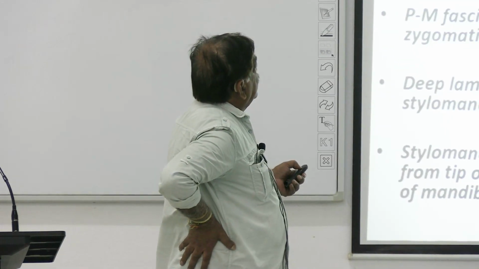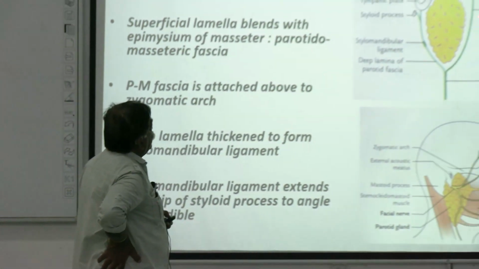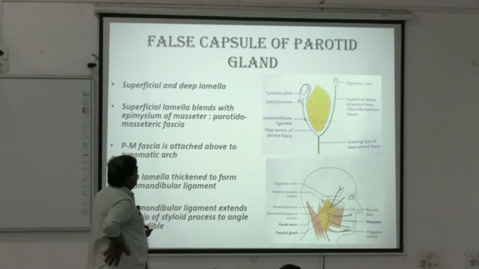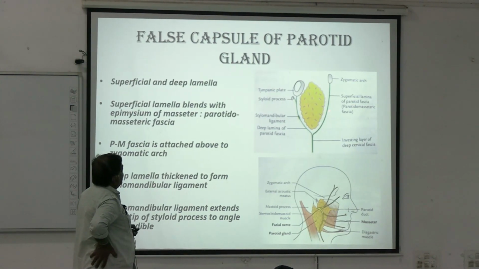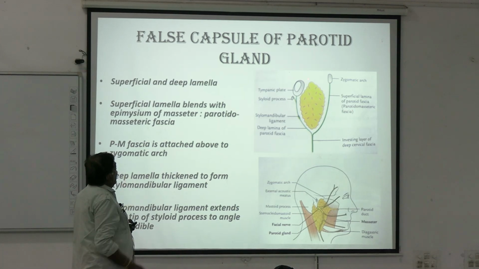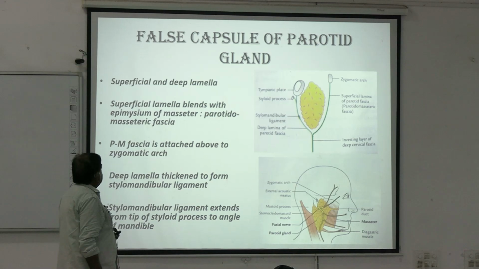Now, superficial and deep lamella. This is superficial and the deep lamella. This is the superficial lamella of the parotid fascia and parotido-masseteric fascia. This is the investing layer of the deep cervical fascia. Anteriorly and posteriorly, you can see the styloid process here, the tympanic plate and stylomandibular ligament. The ligament arising from the styloid process, deep lamina of the parotid fascia. This is the deep lamina. These two form the investing layer of deep cervical fascia.